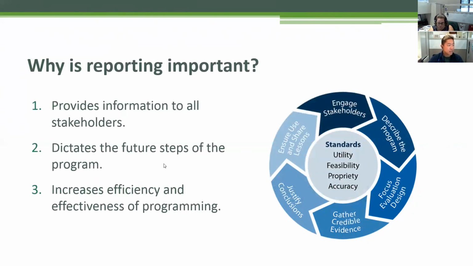Next, reporting is important because it dictates the future steps of the program. Because of what you're doing, this will inform what you're going to be doing next. Good reporting leads to more funding, and those are things that you want to accomplish throughout the program. Number 3 is increasing efficiency and effectiveness of the program. This encompasses evaluation as a whole. Being efficient and being effective is part of good evaluation, and reporting your information gives everyone an understanding of what is happening in the project and what actions can be done to make it overall more efficient and effective.